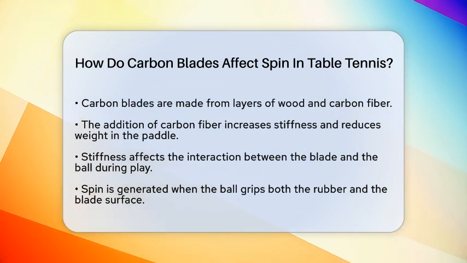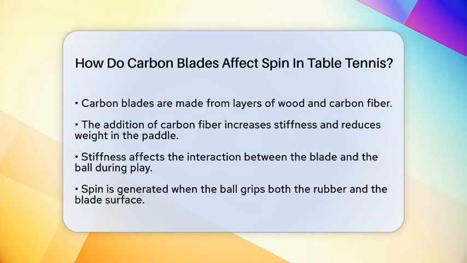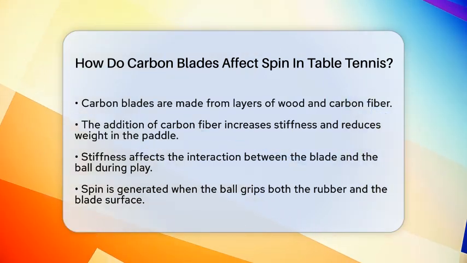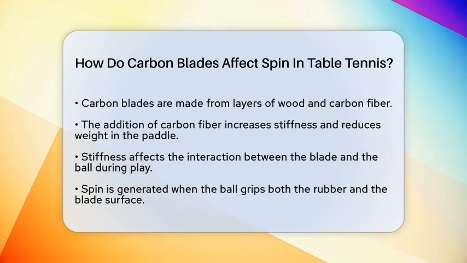First, let's understand what a carbon blade is. A carbon blade is made with layers of wood and carbon fiber. The carbon fiber adds stiffness and lightness to the paddle, which can change how it performs. This stiffness affects how the blade interacts with the ball during play.